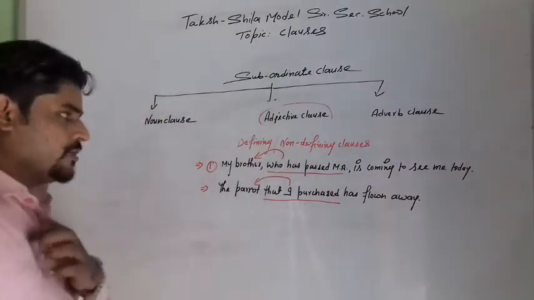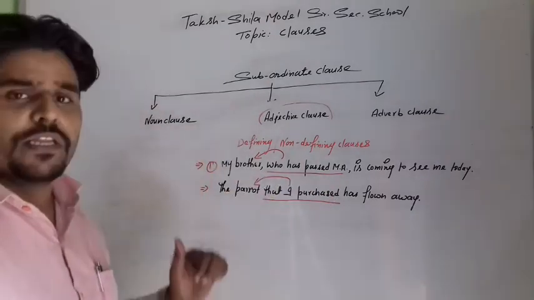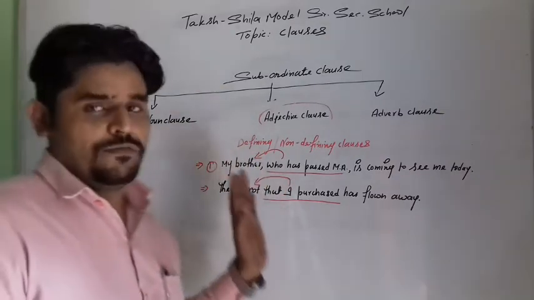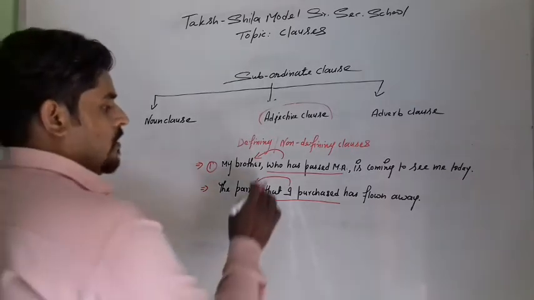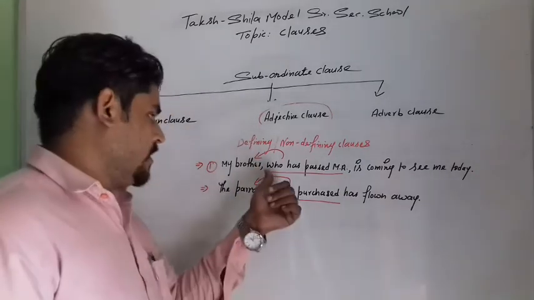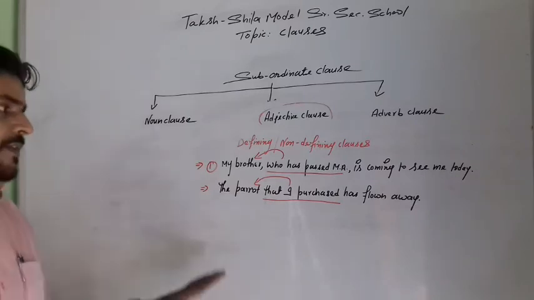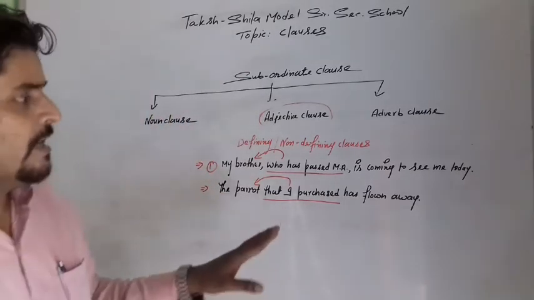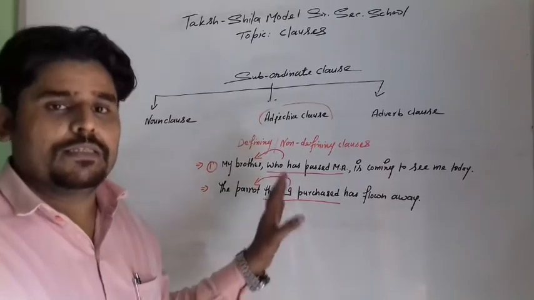Such a clause is actually called a non-defining clause because it does not restrict the meaning of the subject, or it does not define the subject. Hence it is called a non-defining clause. Always make it a point that a non-defining clause is demarcated by commas. So here this clause has been separated by commas. A non-defining clause is always separated by commas, and if we remove a non-defining clause from the sentence, it is always able to give the complete sense.